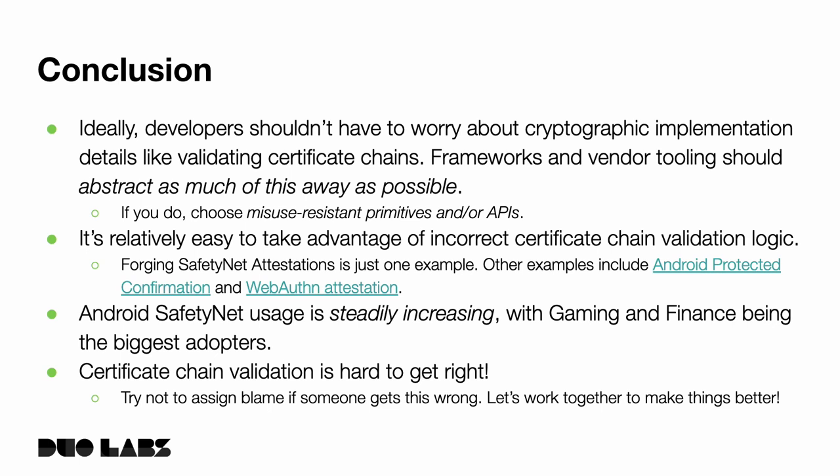Forging SafetyNet attestations is this one example. Like we said, other examples of popular APIs that require this implementation are Android Protected Confirmation, WebAuthn token provenance attestation, and I'm sure that there are many more. We've also learned that SafetyNet usage is steadily increasing, with gaming and finance being the biggest adopters, and also that certificate chain validation is hard to get right.